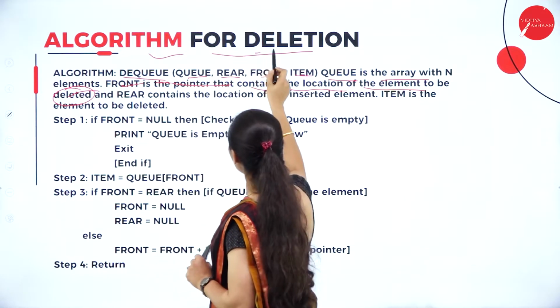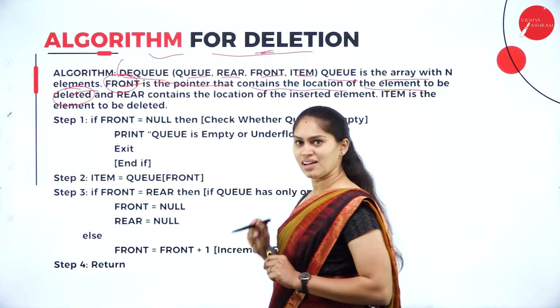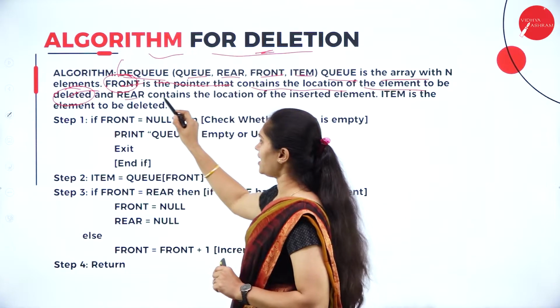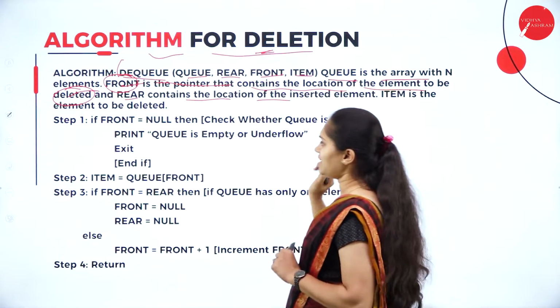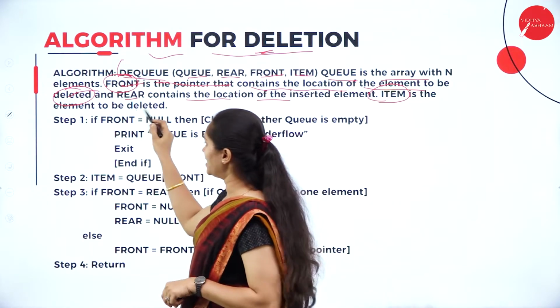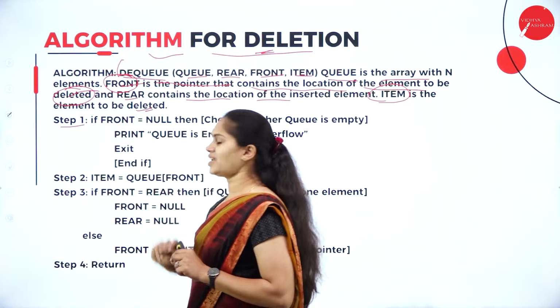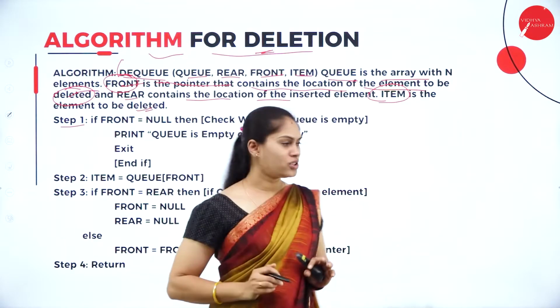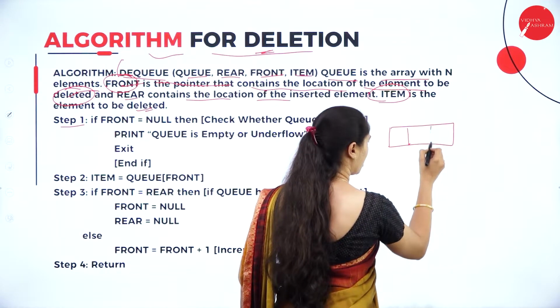So now we are doing this deletion. Our concern is all regarding this front pointer right now. And also we have a rear that specifies the location of an element which we are going to insert, and we have an item which needs to be deleted. Fine. We'll see each step one by one. Before that, let me write the Q. That is an empty Q.